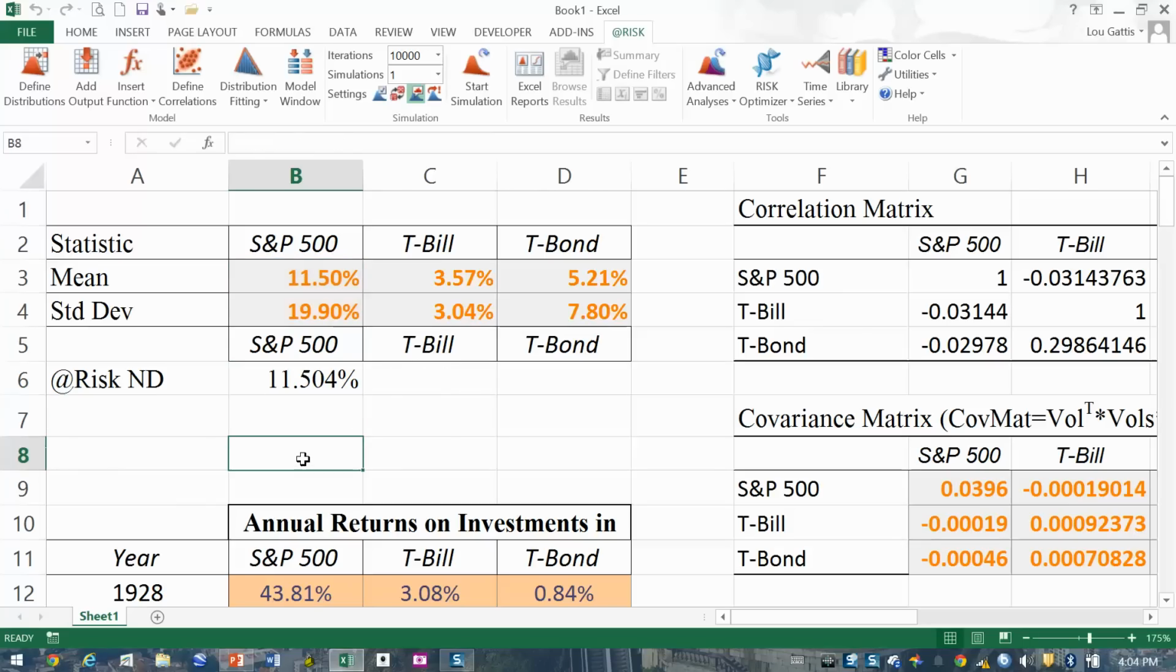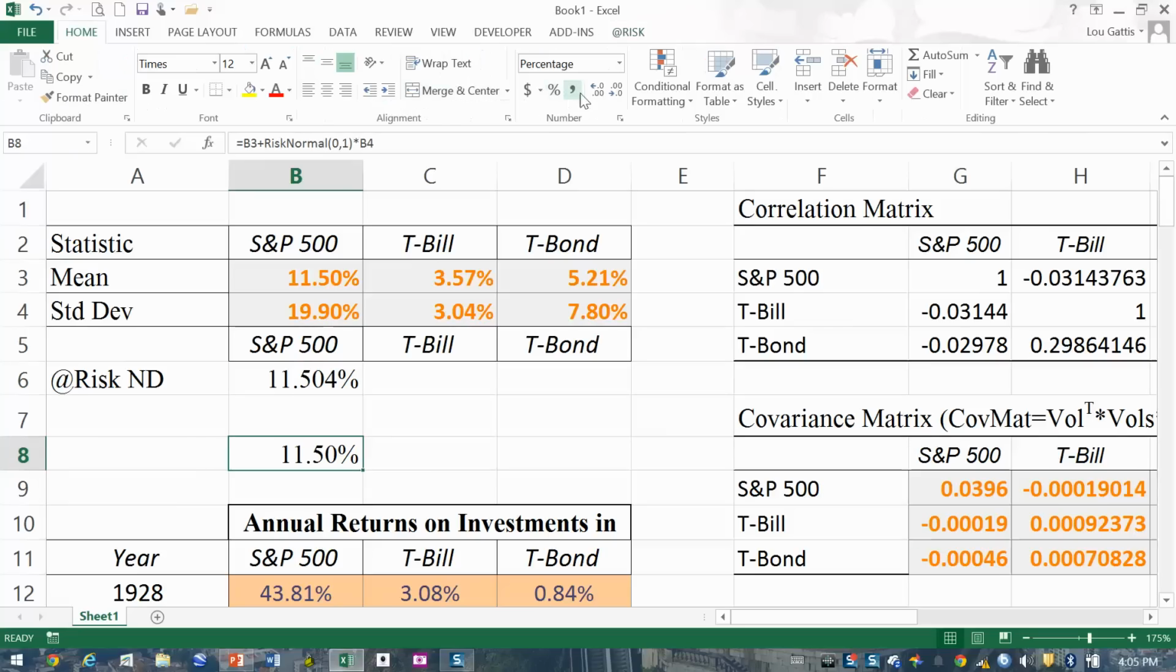Now, how we'd done this in the past is a little bit different, so I just wanted to show you the difference. In the past, the way we did random walk normal distributions is I would say the mean plus RiskNormal 0, 1 was my random walk normal distribution, and again, times standard deviation. So mean return plus RiskNormal 0, 1 times standard deviation. This is another way of writing that. Now let me show you that.